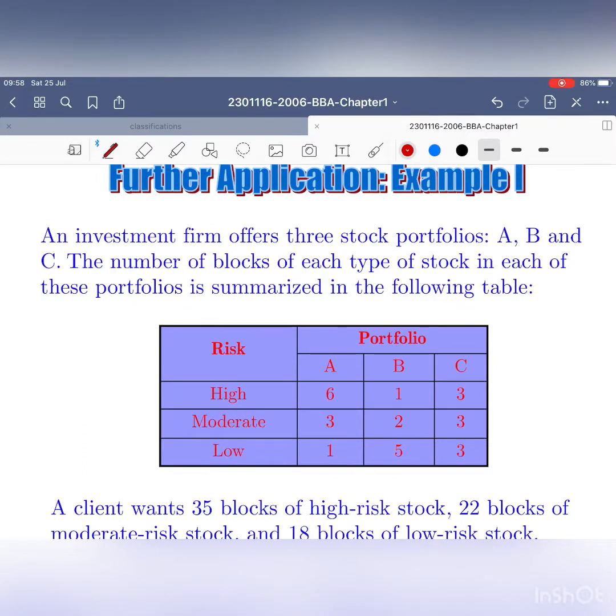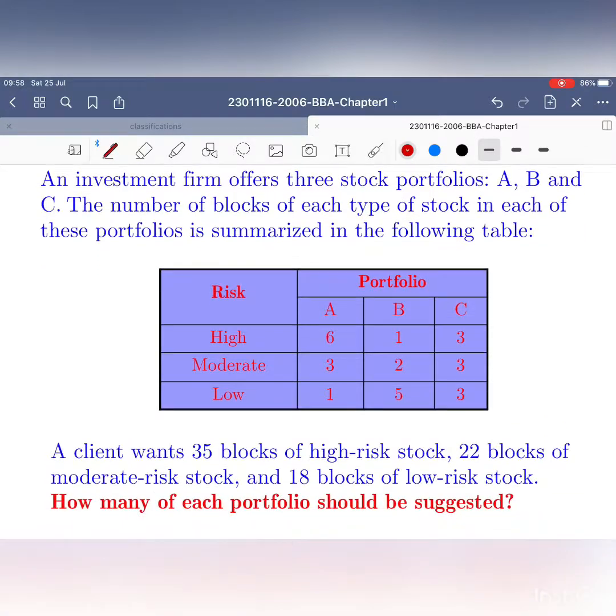So today we are going to use this kind of matrix to further solve some problems involving business, just like this. First, let us read it together. It says that an investment firm offers 3 stock portfolios. So you have 3 kinds of portfolios, A, B, and C, and the number of blocks of each type of stock in each of these portfolios is summarized in the following table.